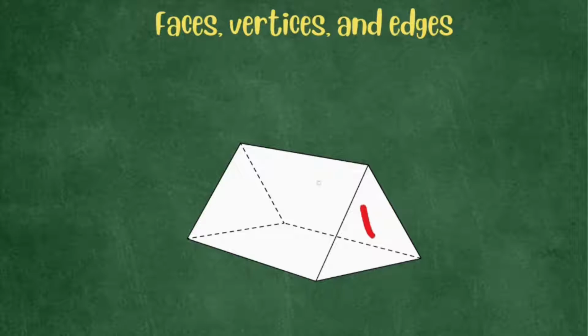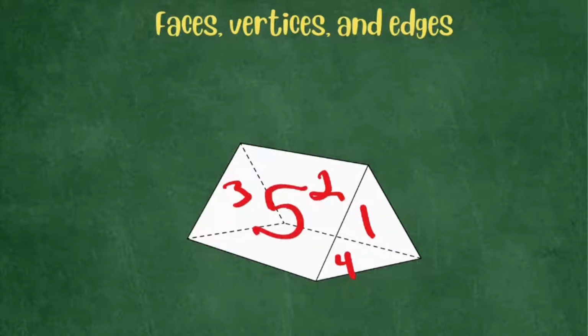And then we'll go to the back, 2, and then to the left back, 3, and there on the bottom is 4, and then right in front of us, that big rectangle would be 5. So that means there are 5 faces on this shape. On this triangular prism, there are 5 faces.